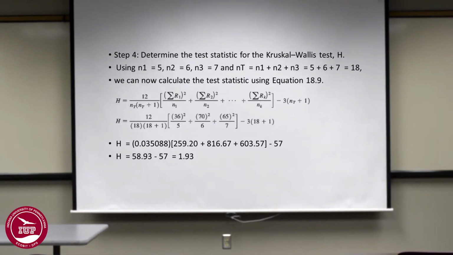Step 4. Determine the test statistic for the Kruskal-Wallis test, H. Using n1 equal to 5, n2 equal to 6, n3 equal to 7, and n total equal to 18, we can now calculate the test statistic using equation 18.9. H is equal to 58.93 minus 57, which equals 1.93.